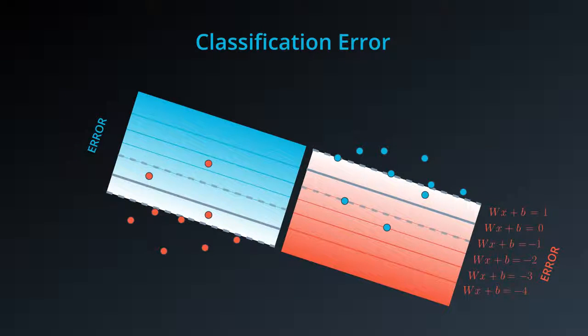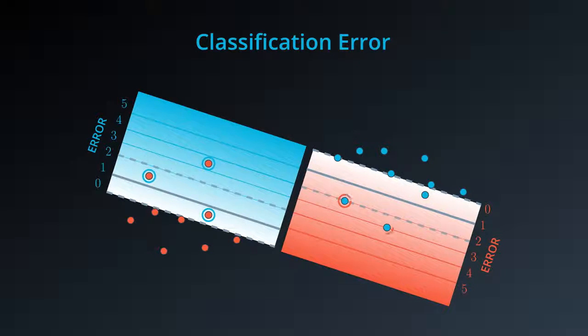So the blue error is going to start at 0 on the bottom boundary line and then increase by 1 to get 1, 2, 3, 4, etc. And similarly, the red error is going to be 0 on the top boundary line and then increase linearly in the opposite direction, 1, 2, 3, 4, etc. So as we can see, there are 3 red points that give us a blue error. And notice that 2 of them are inside the margin.